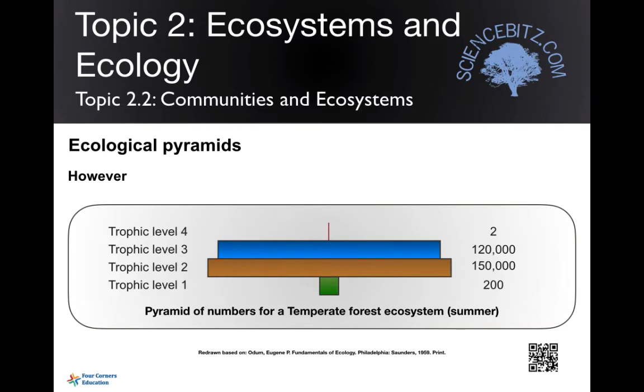So one of the weaknesses with pyramids of number is that they take no account of the size of the organism. They're only dealing just in definite numbers. So that is a weakness for a number of reasons. It's not really telling us very much directly about the energy in the system. It's only telling us about the number of organisms.